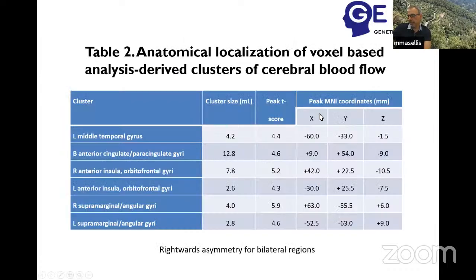And this is just the same areas highlighted with the statistical reference, and you can see that the area of the cluster size that was largest was in the bilateral anterior cingulate region.